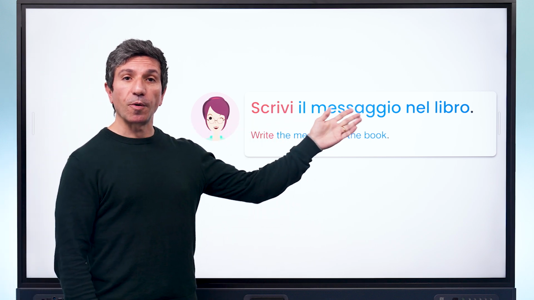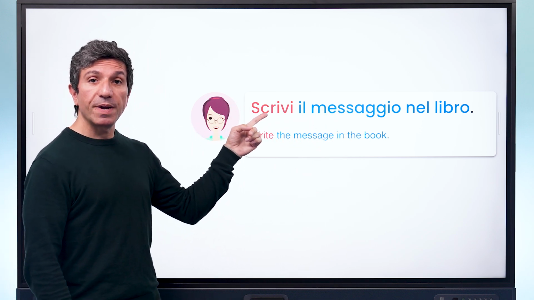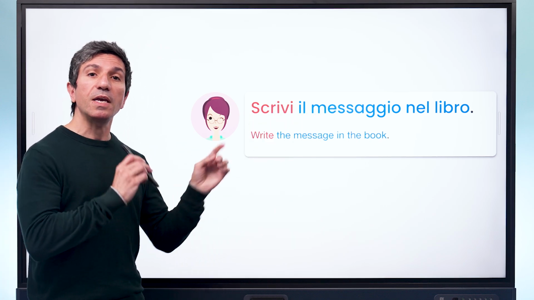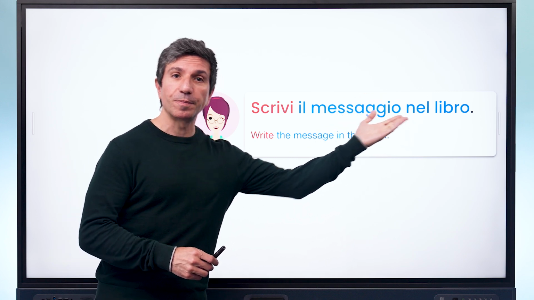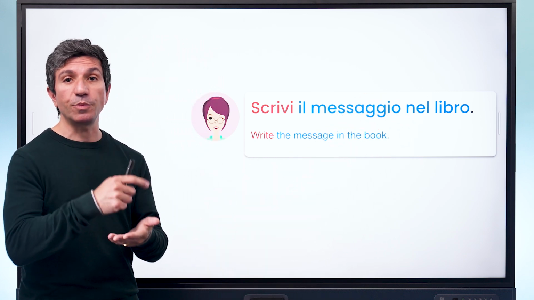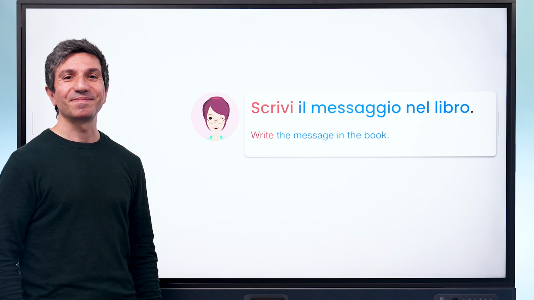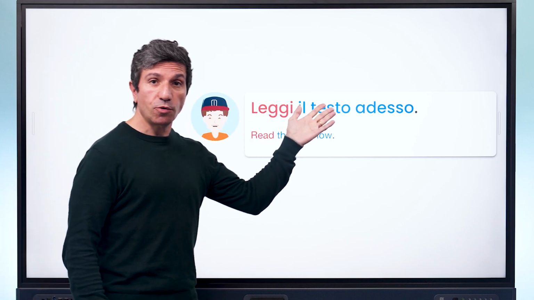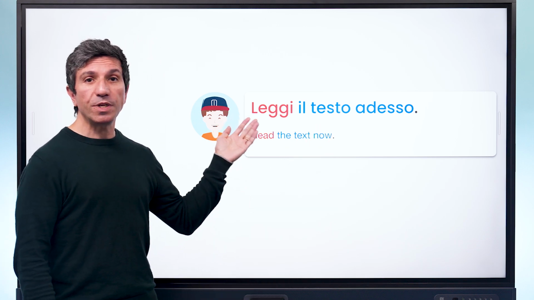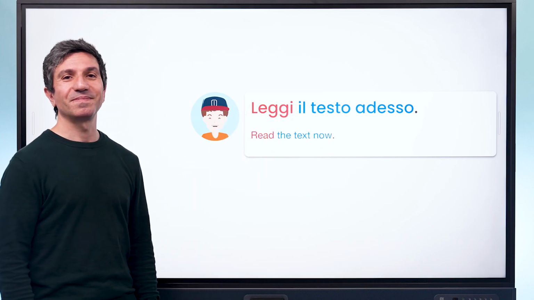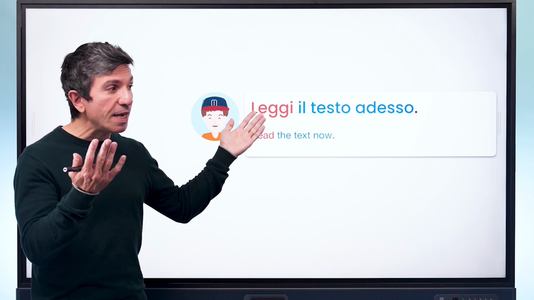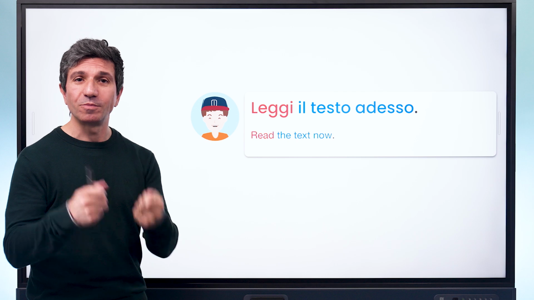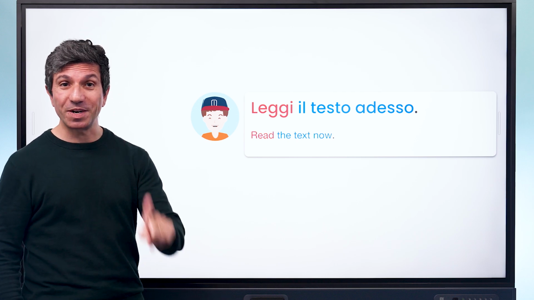Scrivi il messaggio nel libro. Write the message in the book. Let's try one more. Leggi il testo adesso. Read the text now. Another one.